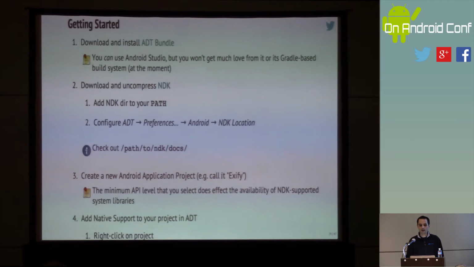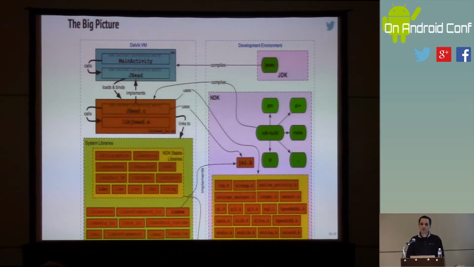In this case, I call mine Exify. And I set a minimum API level to what I think is the platform I want to target. The one thing about the API level is that, remember that NDK set of APIs, the scatter files that I said NDK supports? Well, these things have grown over the past years or releases. So in the beginning, there weren't as many of these.